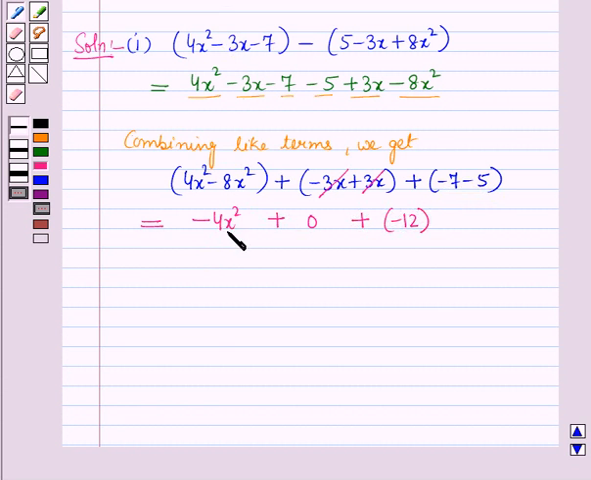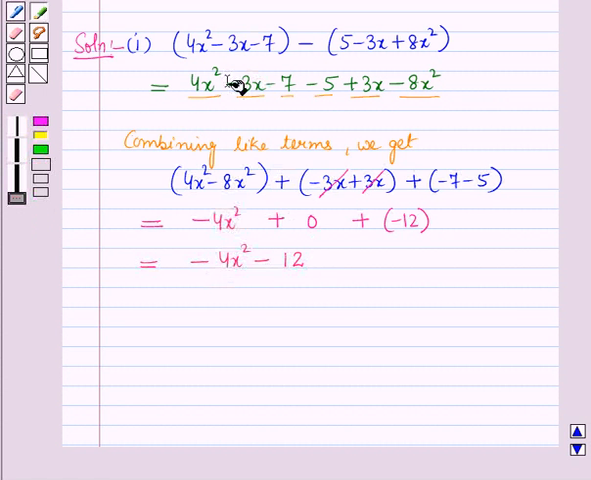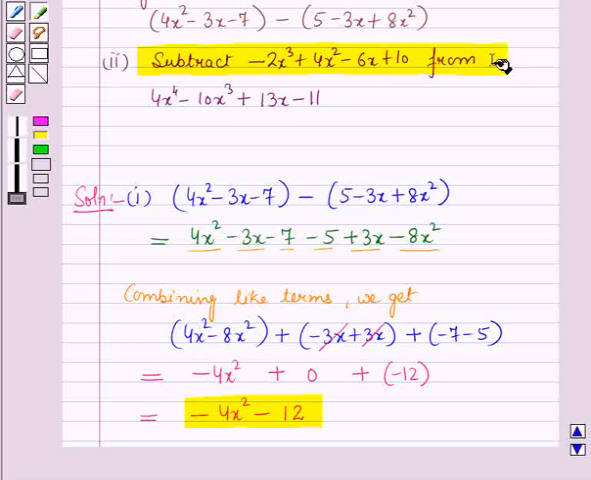So this is equal to -4x² + 0 + (-12). This is equal to -4x² - 12. So, simplifying the first part, we obtain -4x² - 12. Now let us start with the second part.